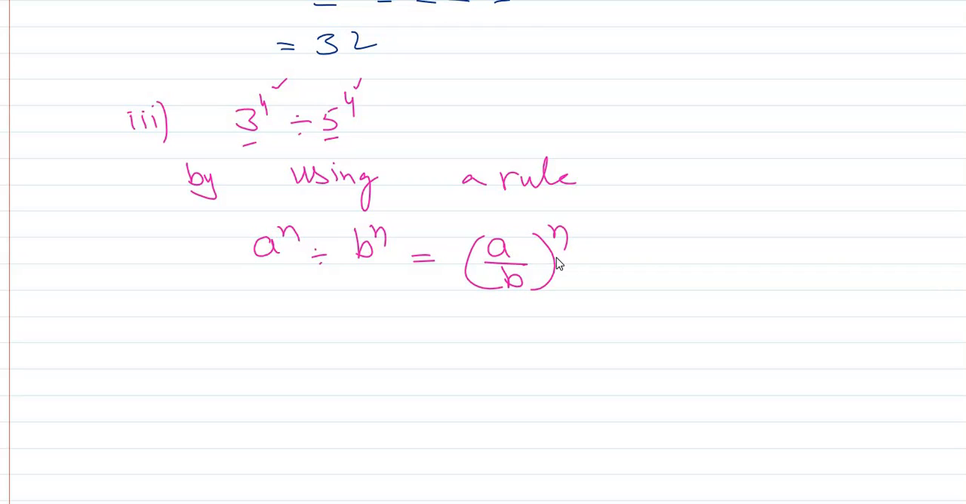We write it in a single form, like multiplication. So here the answer will be 3 over 5 raised to power 4. This 3 over 5 raised to power 4 means it is multiplied 4 times: 3 over 5 multiplied by 3 over 5 multiplied by 3 over 5 multiplied by 3 over 5.